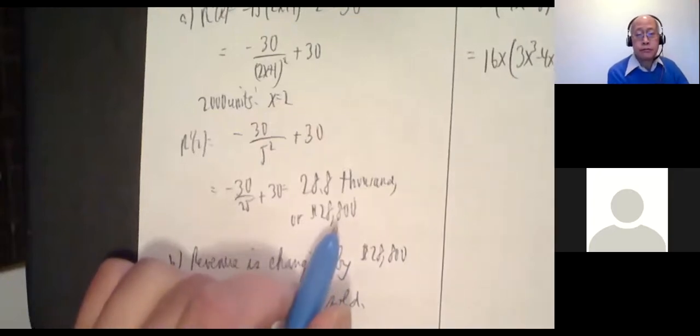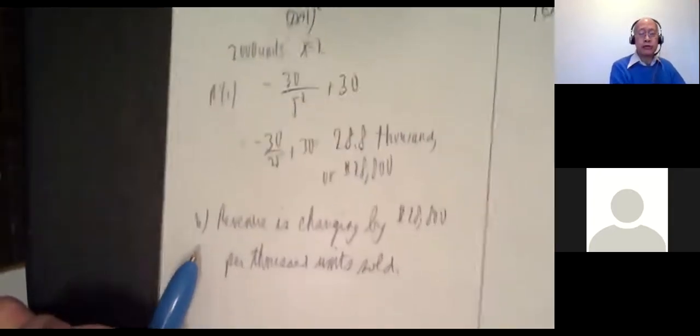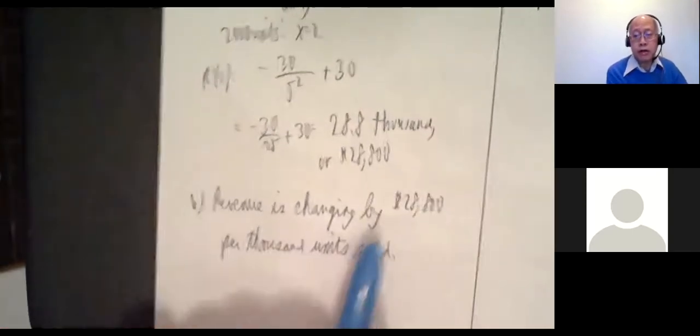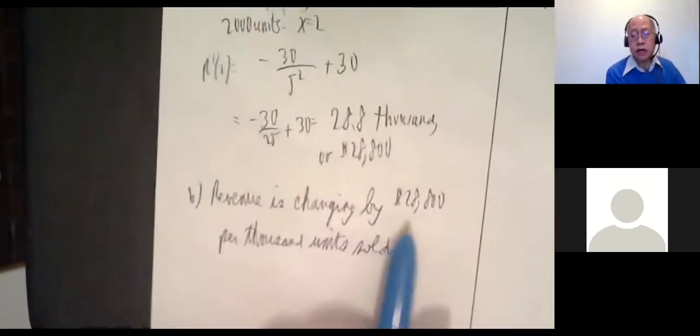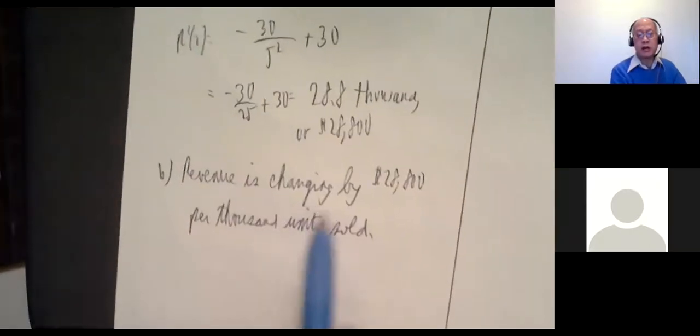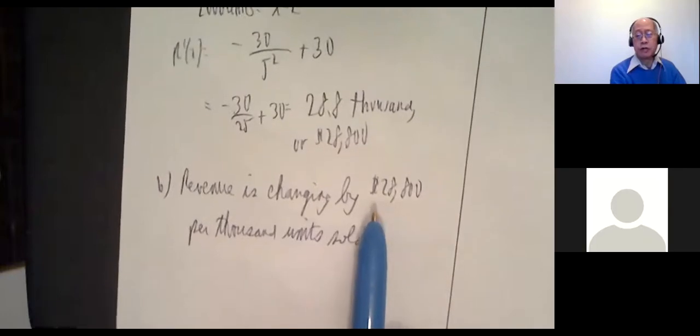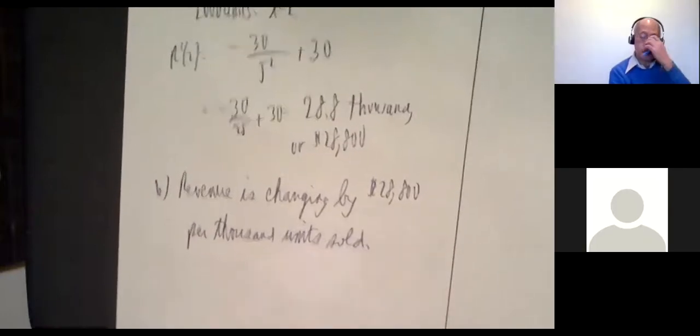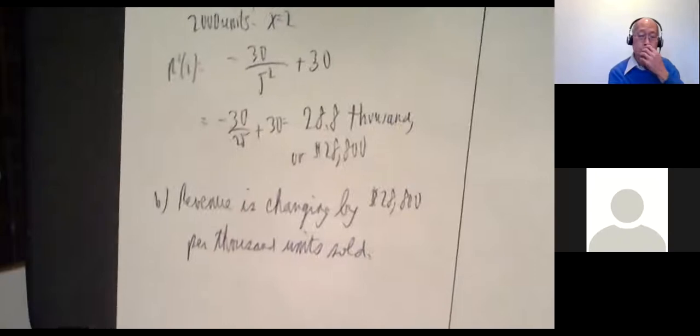Okay. So the answer to part B, how is revenue changing? Revenue is changing by $28,800 per 1,000 units sold at a production level of 2,000. So if I sell another 1,000 units, I expect my revenue to go up by 28,800. Okay, so that's what it means.